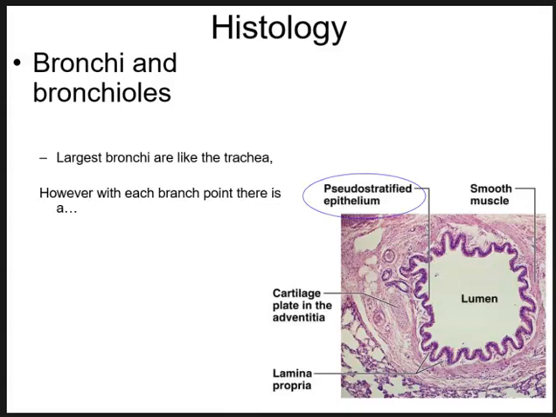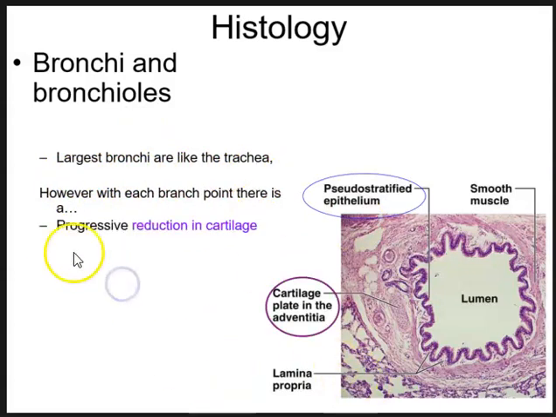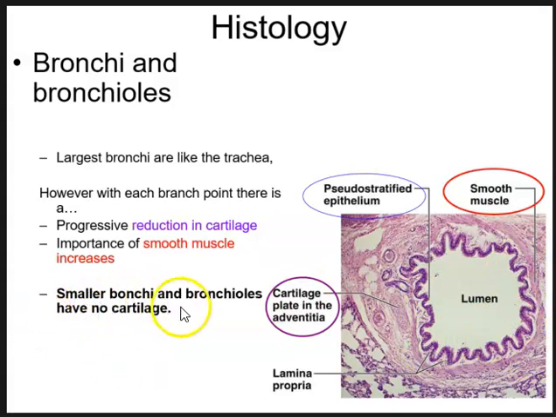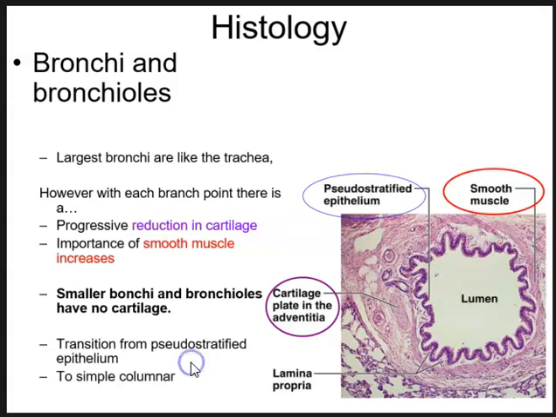So with bronchi and bronchioles, again, we see that pseudostratified columnar epithelium. Now the largest bronchi are like the trachea, however with each branch point there is a progressive reduction in cartilage, and the amount of smooth muscle increases. So here we see smooth muscle. And then eventually smaller bronchi and bronchioles will have no cartilage. And then there will be a transition from pseudostratified columnar epithelium to simple columnar and then to simple cuboidal.